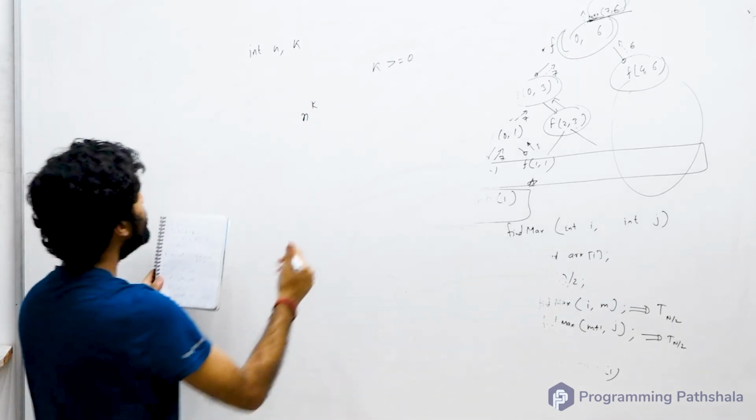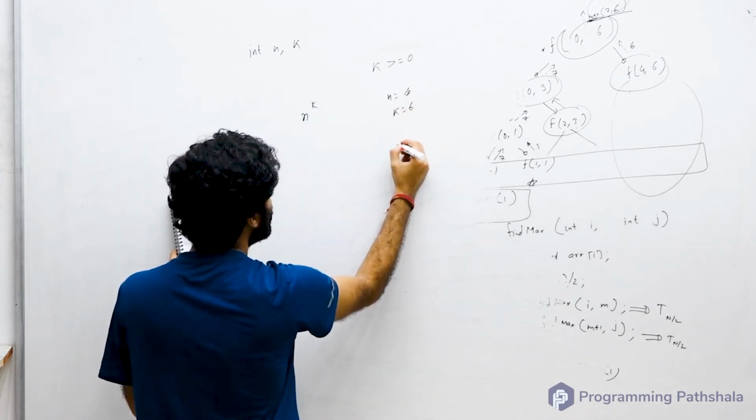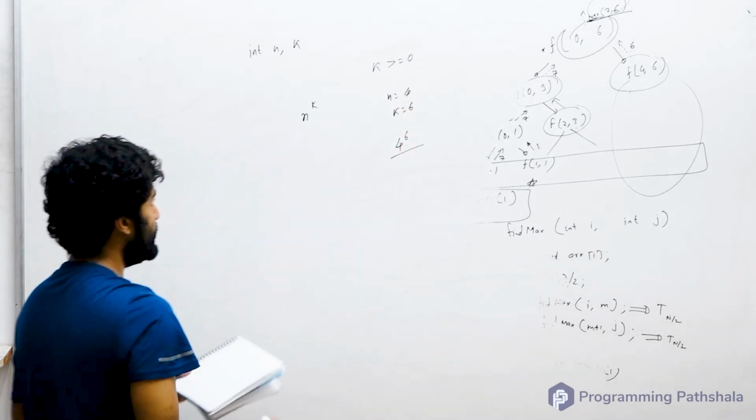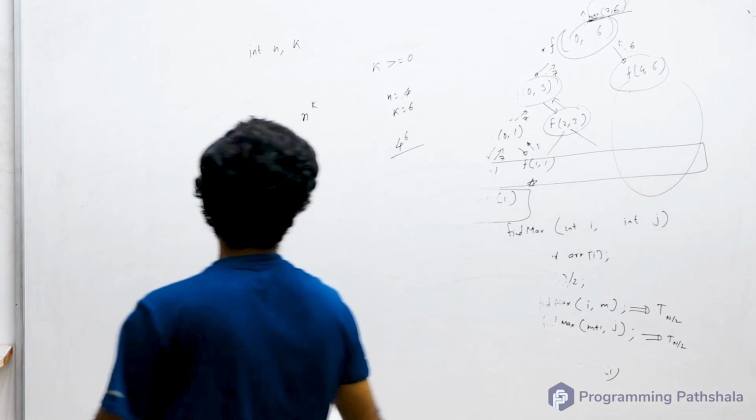For example, if n is equal to 4 and k is equal to 6, then I want you to output 4 raised to power 6. How much time will you take to solve it? Your complexity should be in terms of n and k. It will be order of k, so you can write a simple for loop which runs k times and gets your job done.